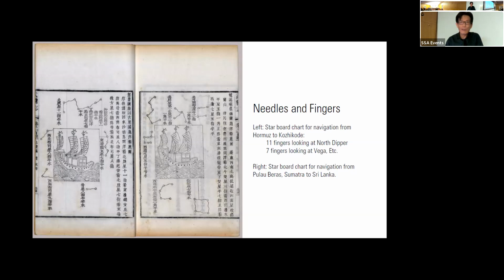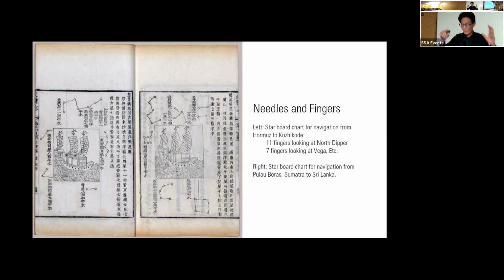It's all about needles and fingers. The needles, of course, are the navigation compass needle, and fingers is the sextant-like instrument that measures. Each star board is described as a number of fingers, like the small ones are six fingers and so on.